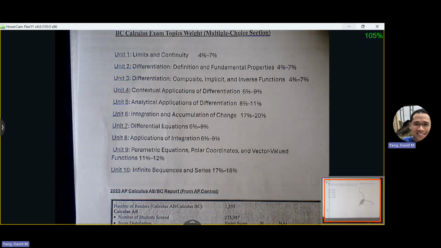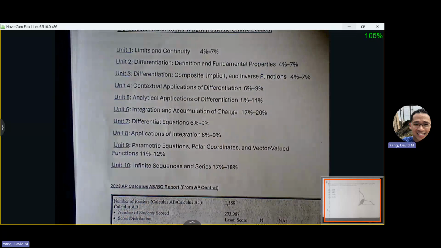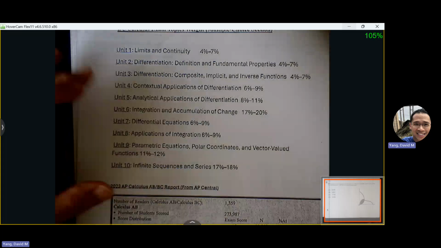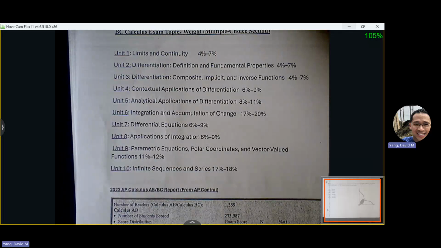Like the bigger percentages, like integration and the infinite sequences, are there more of those, or are there the same amount of questions but they count more? It's just a larger percentage of problems, but they don't necessarily count more. You just have potentially more of them.